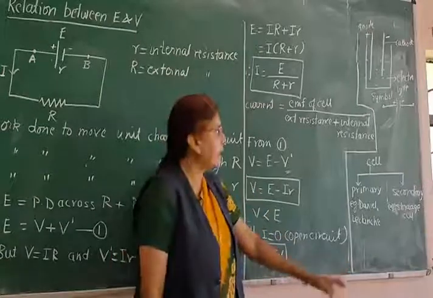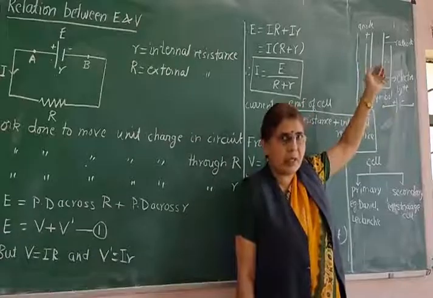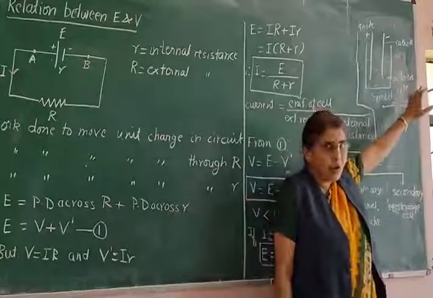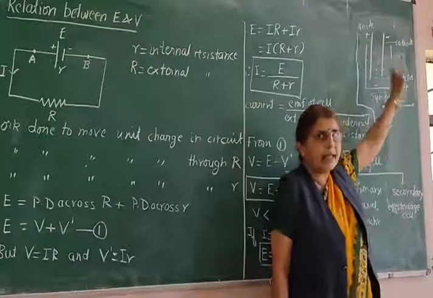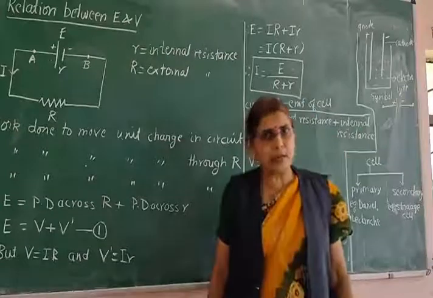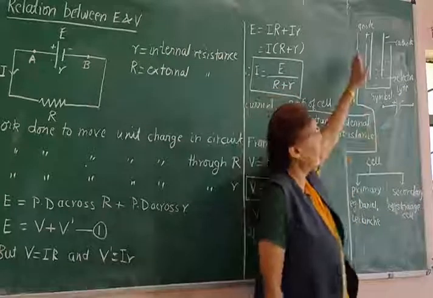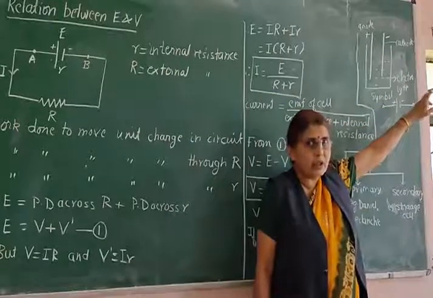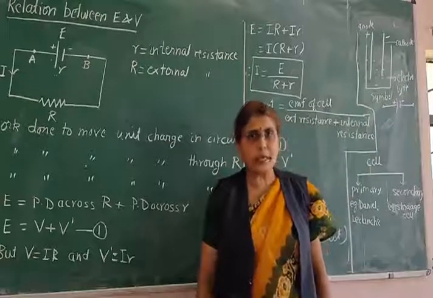An electrolytic cell. This is what you must have studied in electrochemistry. What is an electrolytic cell? An electrolytic cell consists of a solution, we call it an electrolyte, and in this electrolyte, two electrodes are dipped. One is a positive electrode, which we call an anode. Another is a negative electrode, which is called a cathode.